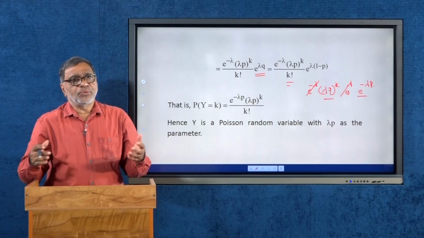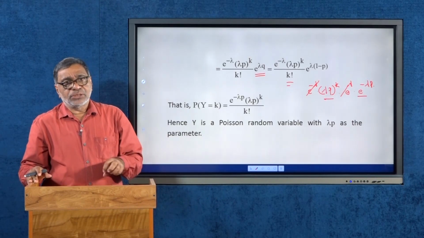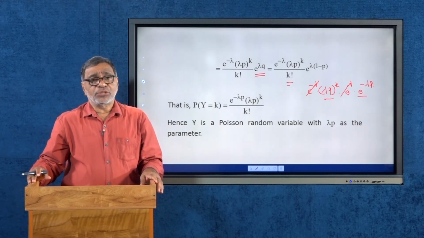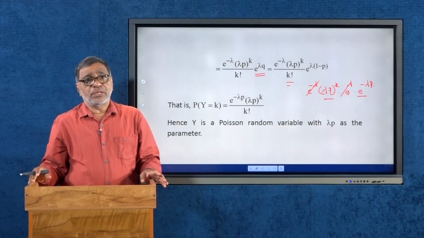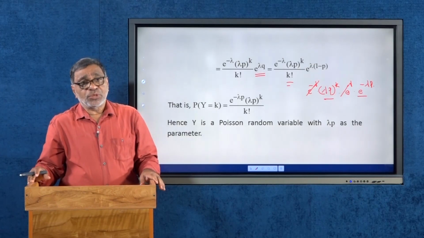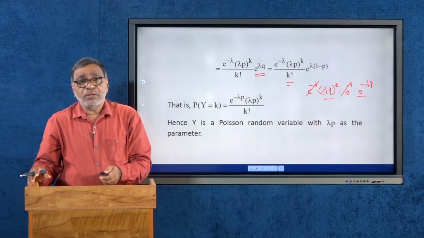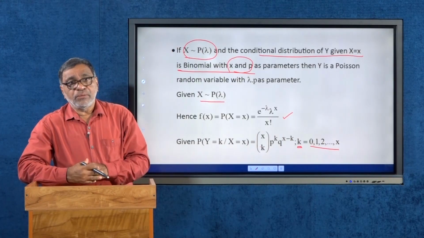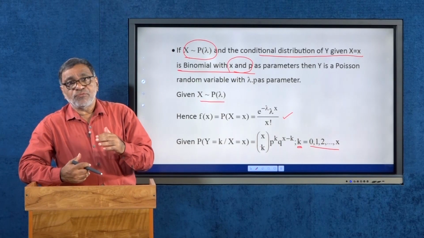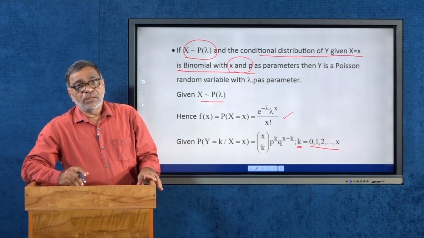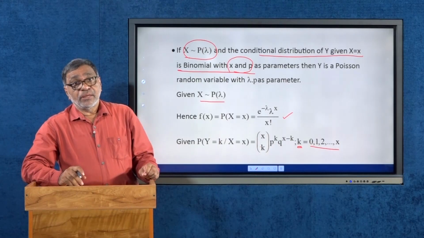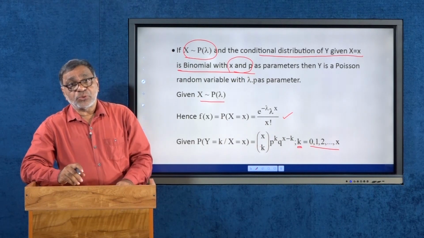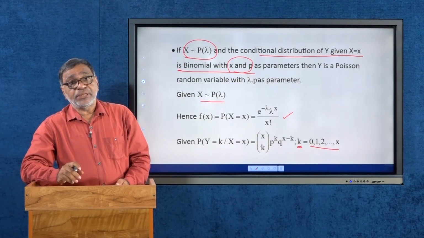So, in order to prove the result, we consider the definition of conditional probability, apply the probability mass function values there and simplify the expression, and you will get the probability mass function of y. This is the result we have: if x is a Poisson random variable and the conditional distribution of y given x is binomial with parameters x and p, then y is a Poisson random variable with parameter lambda p.